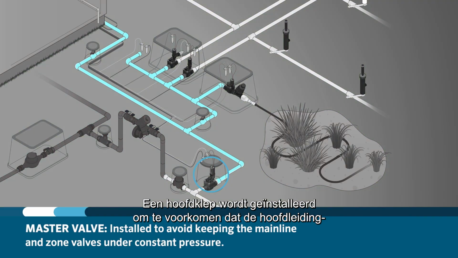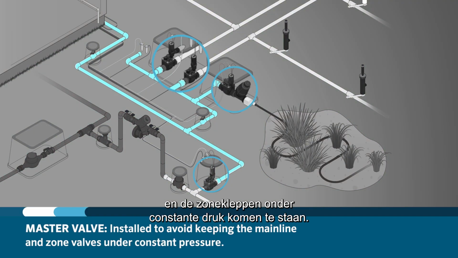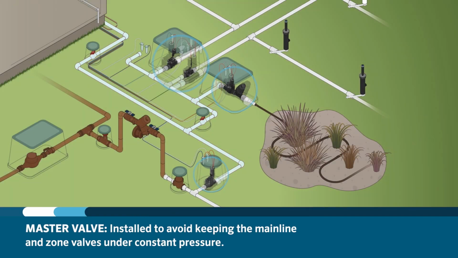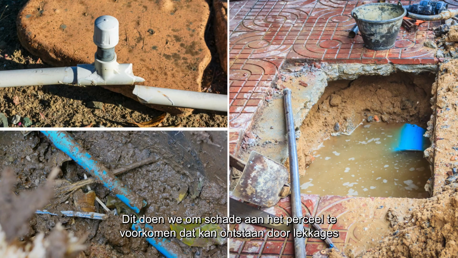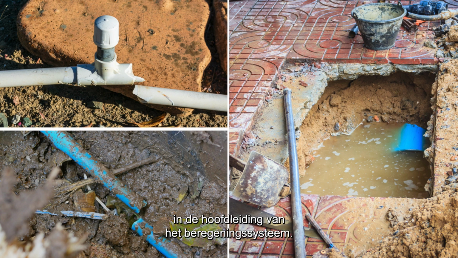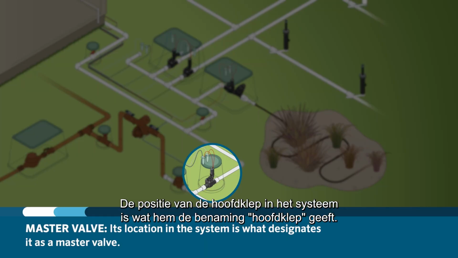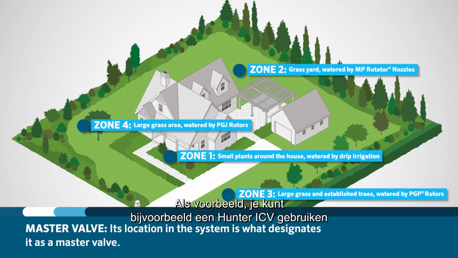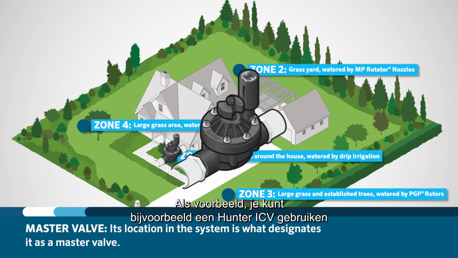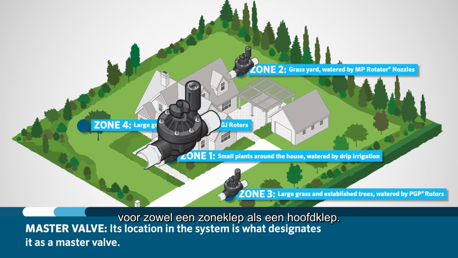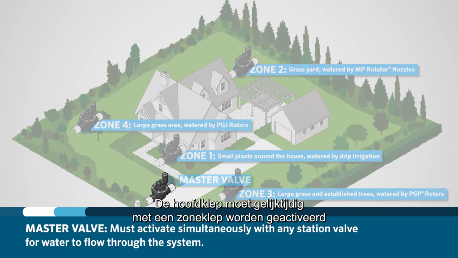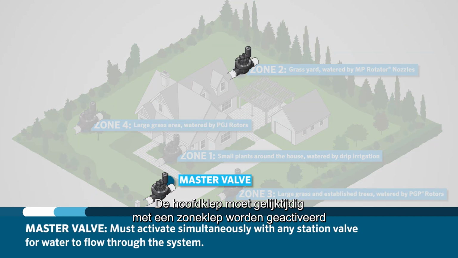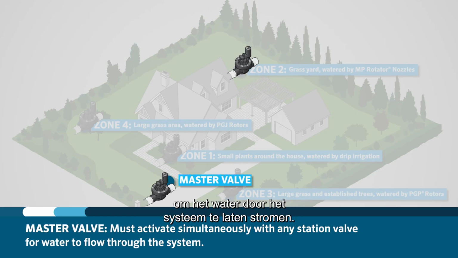A master valve is installed to avoid keeping the mainline and zone valves under constant pressure. We do this to prevent damage to the property created by irrigation mainline leaks. Its location in the system is what gives it the designation of master valve. For example, you may use a Hunter ICV for both a station valve as well as a master valve. The master valve must activate simultaneously with any station valve for water to flow through the system.